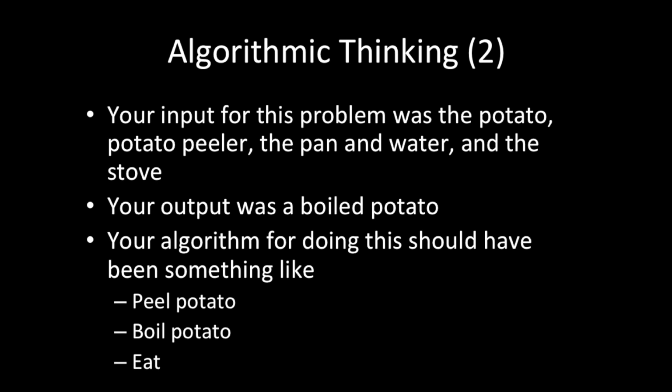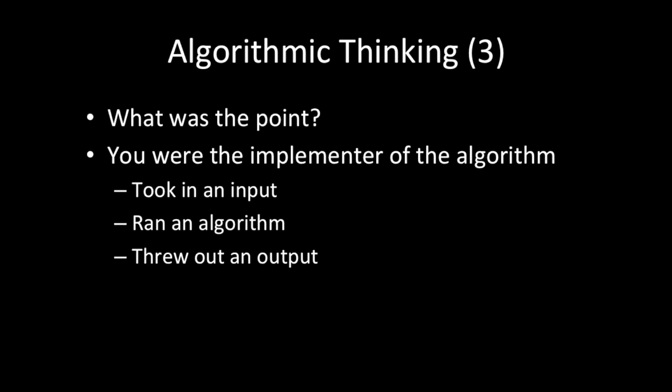If you did your algorithm correctly, which is just the process for what you would have done, you probably would have peeled the potato and then boiled the potato. Doesn't matter if you boiled the potato and then peeled it. Regardless, you're going to have a boiled potato that's peeled, right? So as long as you follow the process, regardless of how you did it, if you did it correctly enough to get the right output, you did it right. But what was the point of this, right? That's probably what you're asking.